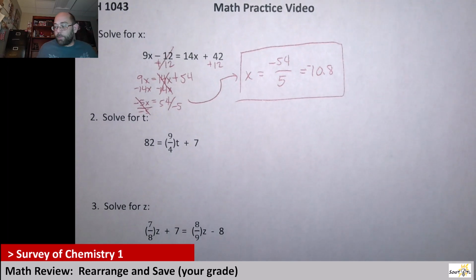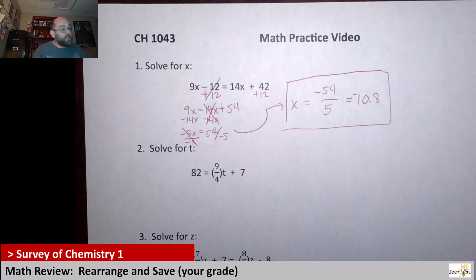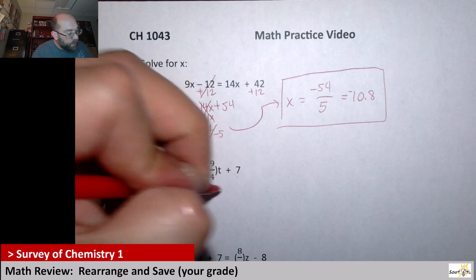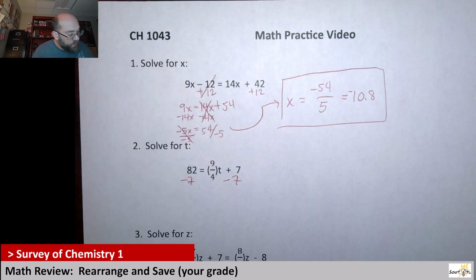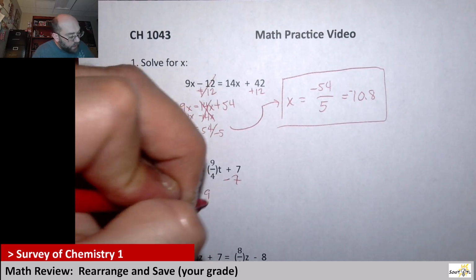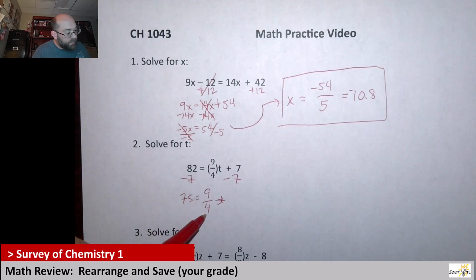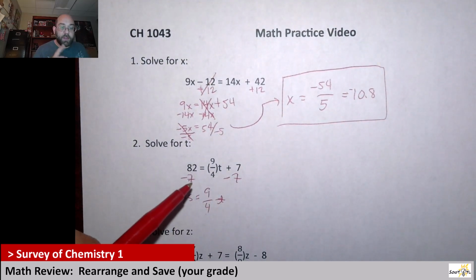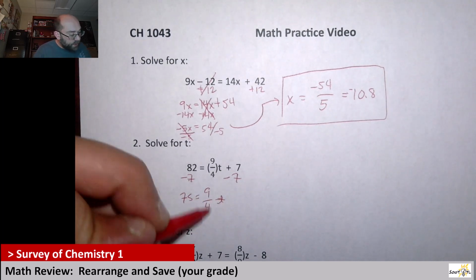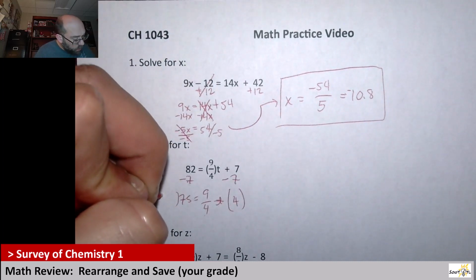Alright, next up, we've got 82 is equal to 9/4 t plus 7. I see multiplication, division with my variable, an integer and an integer. So I'm going to subtract 7 from both sides first. 82 minus 7 would be 75. That would give me 9 over 4 times t. Now I see 9/4 is multiplied by t, or you could think of it like it's 9 times t, then divided by 4. So since this is divided by 4, I'm just going to multiply both sides by 4.